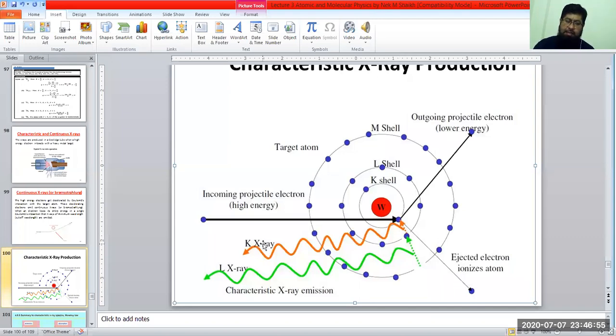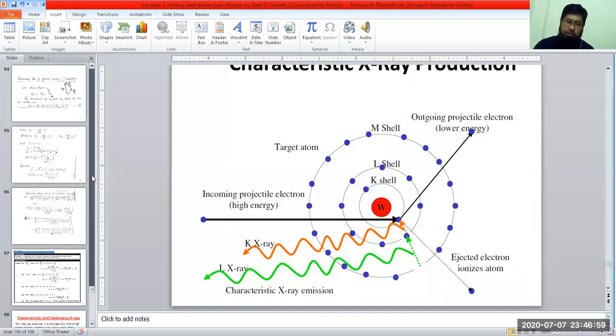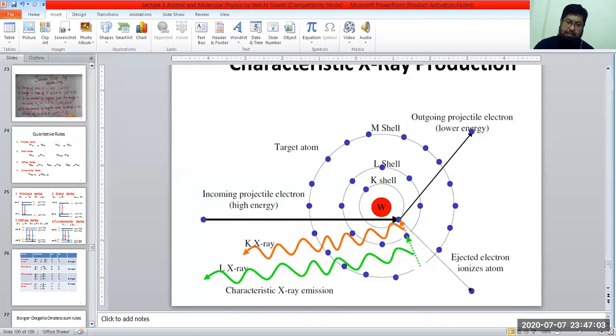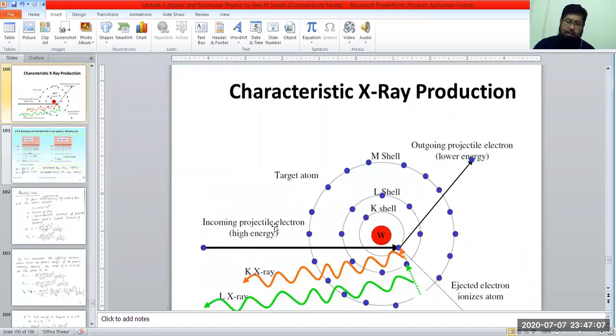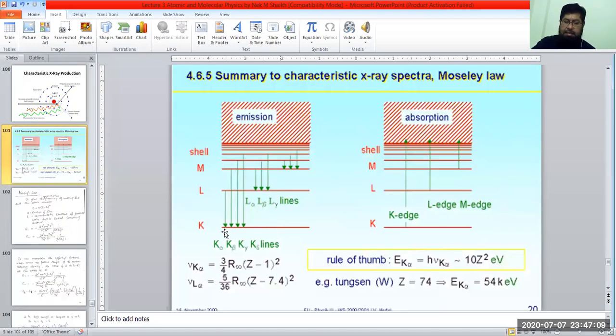So as a resultant, different X-rays are produced, and we call these X-rays characteristic X-rays. If we look here, this is the K shell. Electron is emitted out of the K shell, and deficiency is filled by the L shell, which we call a K alpha line. It means the X-ray whose name is a K alpha X-ray.